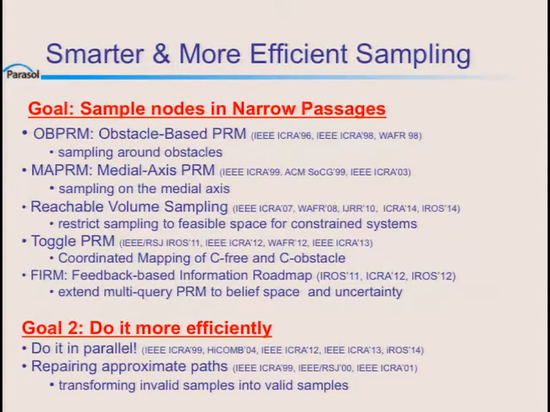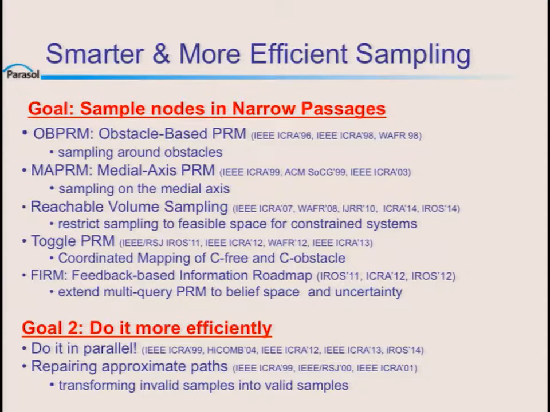I'll just mention a few of these types of sampling-based methods that were developed in my group to try to address this narrow passage problem. I'll show you one or two examples. The very first one was obstacle-based PRM, which tried to sample near the obstacle surfaces. Another was MAPRM, medial axis PRM, where we sampled on the medial axis of the free space to get paths with higher clearance.